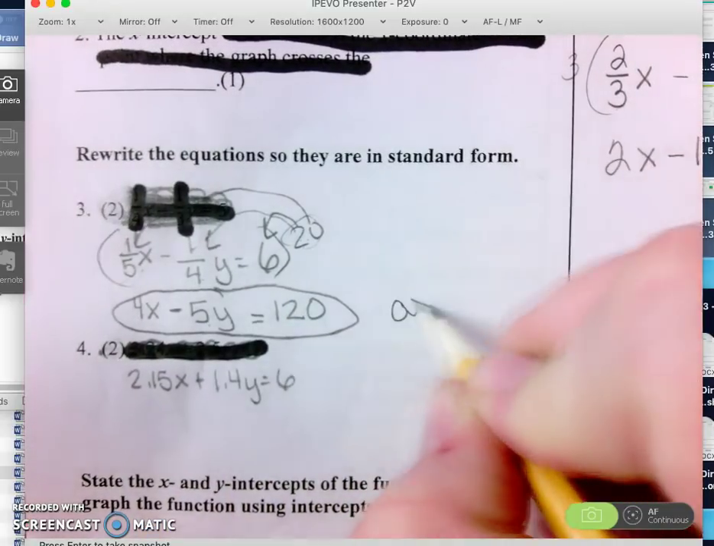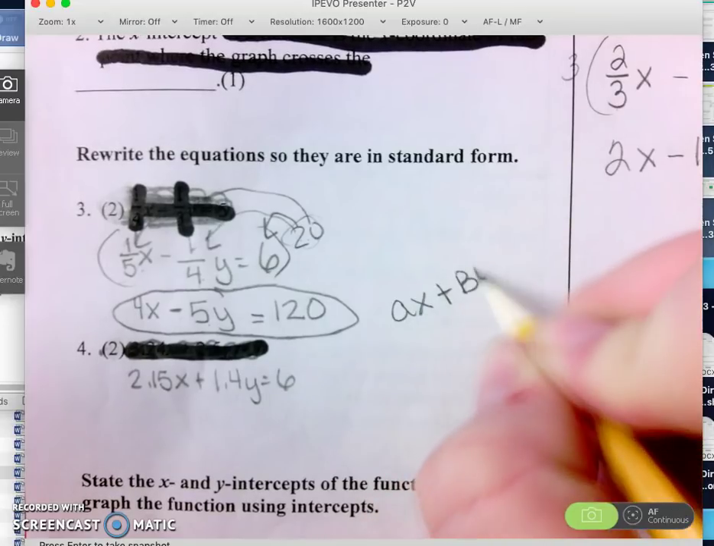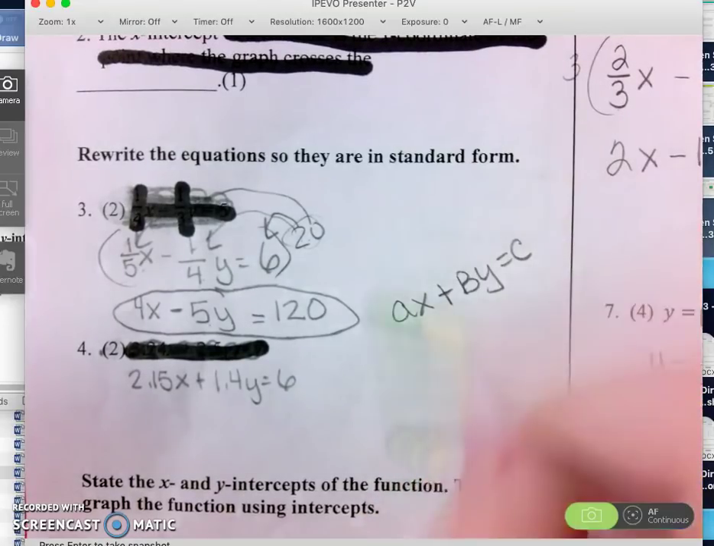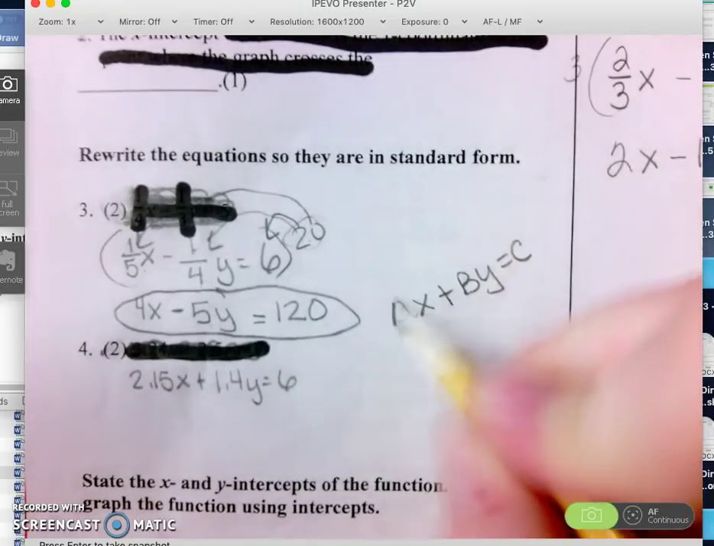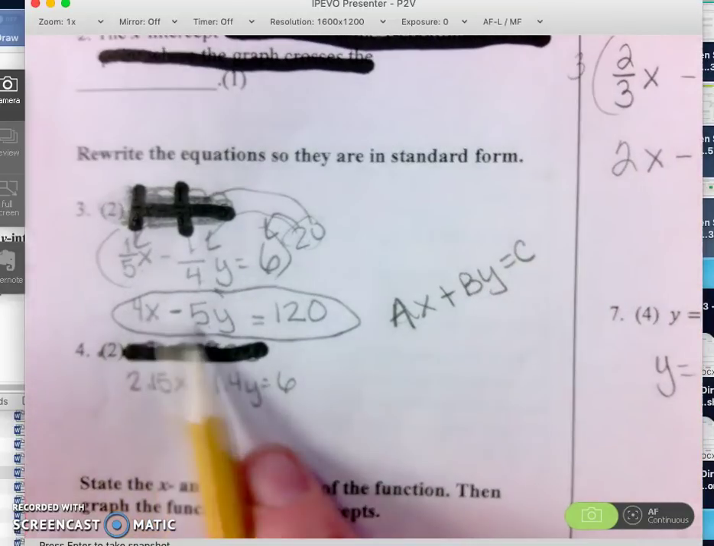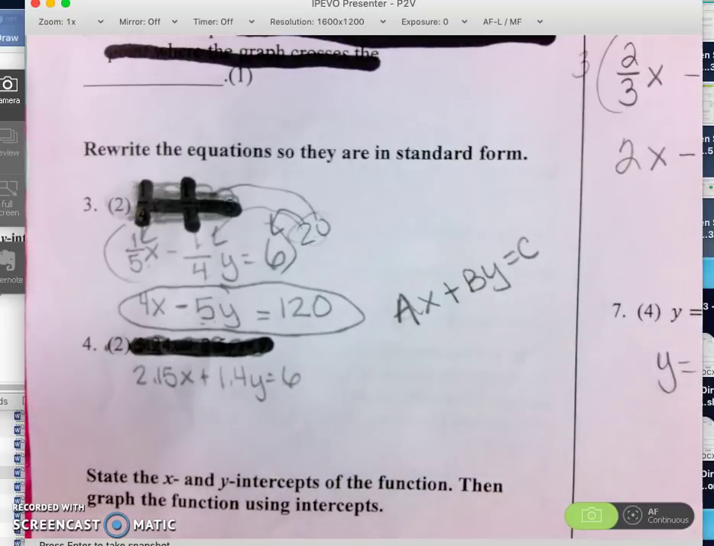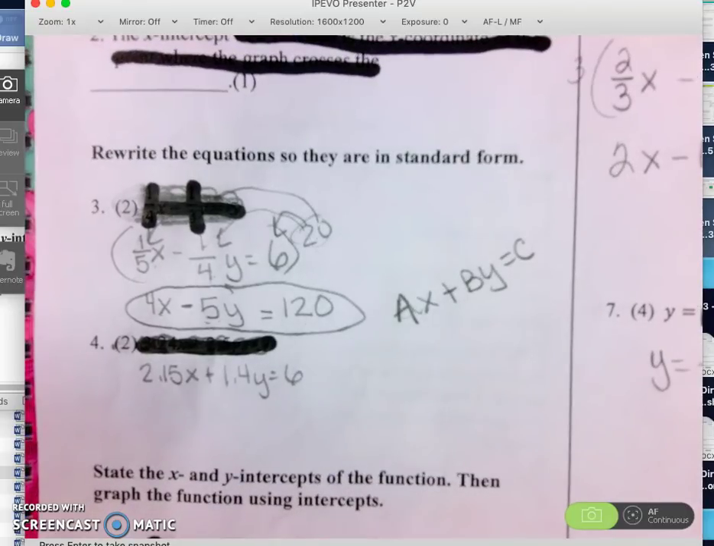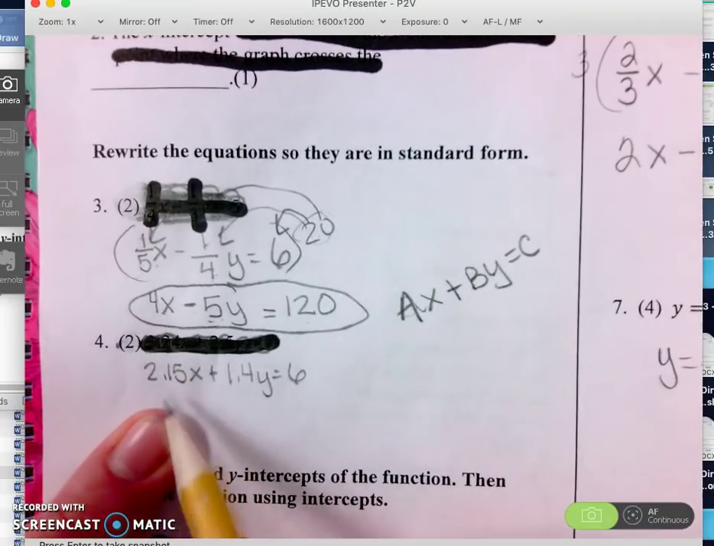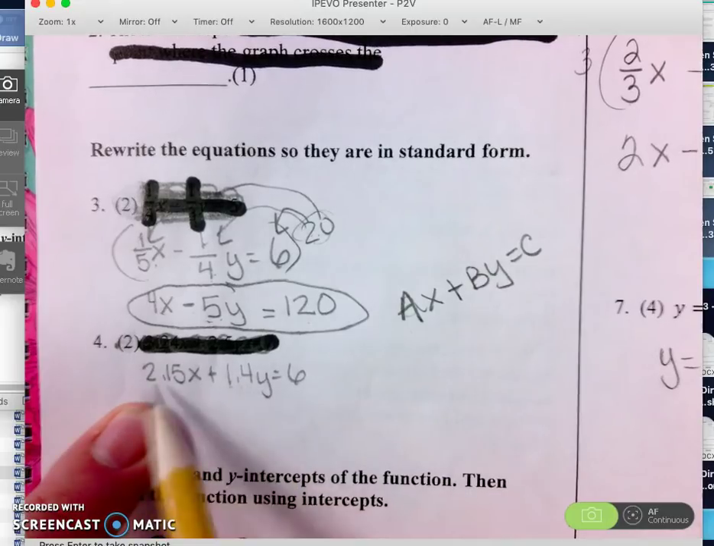That's in that ax plus by equals c form, where a, b, and c are all whole numbers. Okay, 2.15, 1.4, both have a decimal in there.